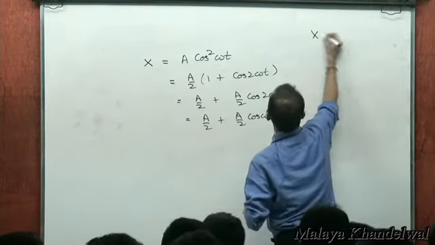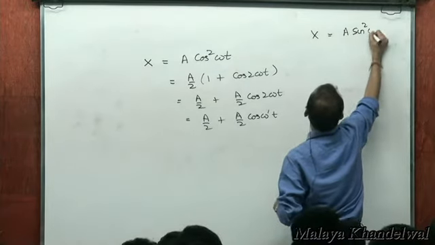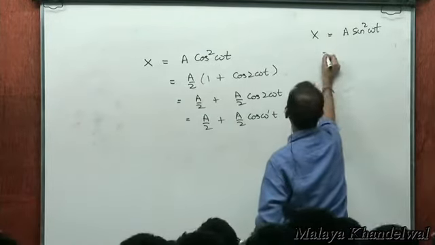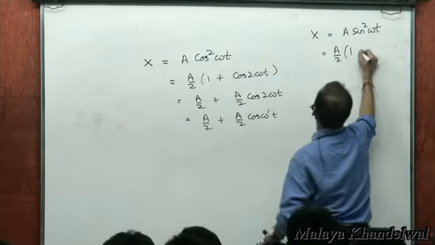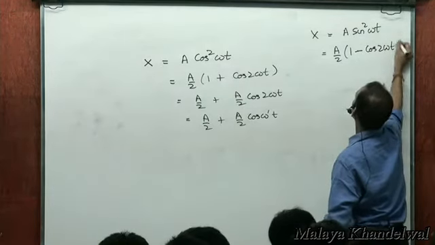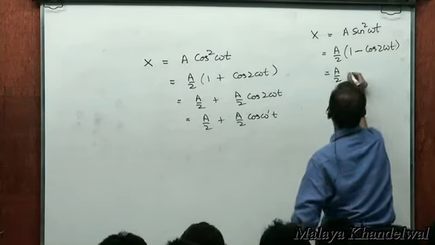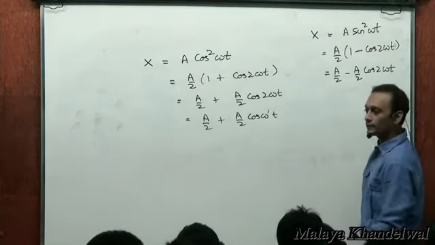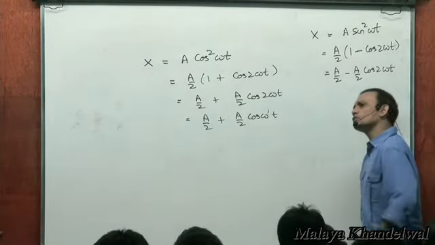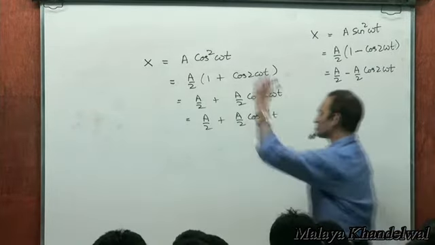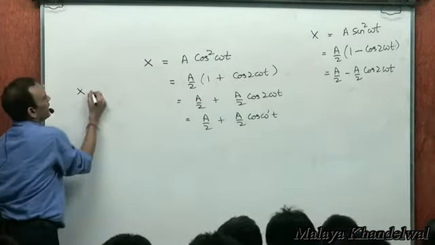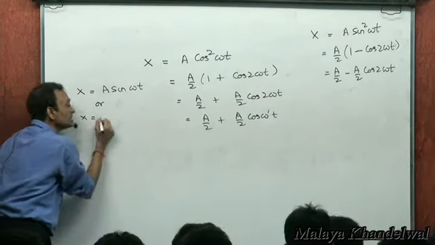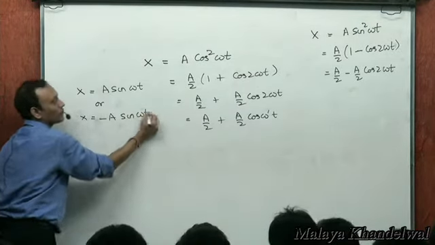Now, what about x equal to A sine square omega t? What kind of a motion is this? Simple harmonic, because I could have written this as A by 2 into 1 minus cos 2 omega t, which is like A by 2 minus A by 2 cos 2 omega t. Yes or no? Which will also be simple harmonic. In fact, let me tell you, x equal to A sine omega t is simple harmonic, and x equal to minus A sine omega t will also be simple harmonic.